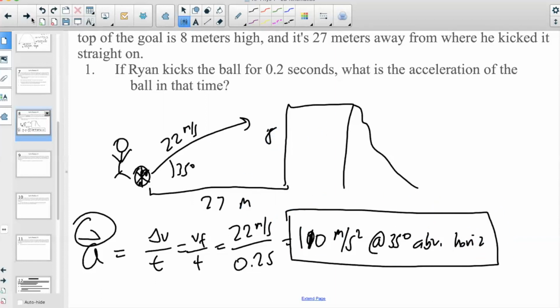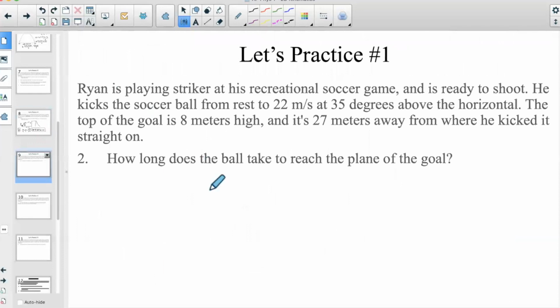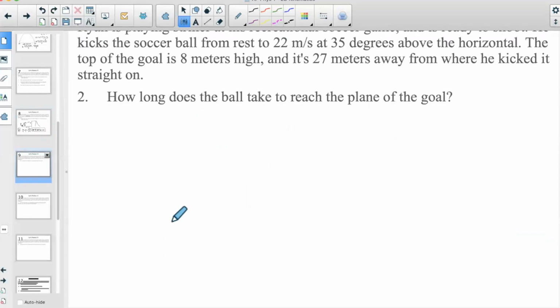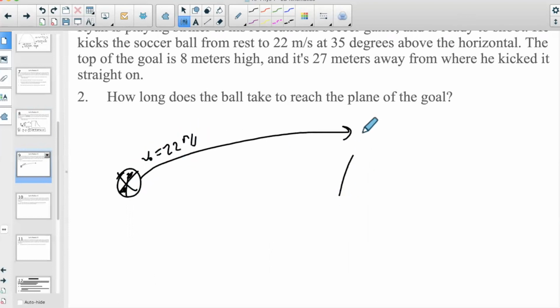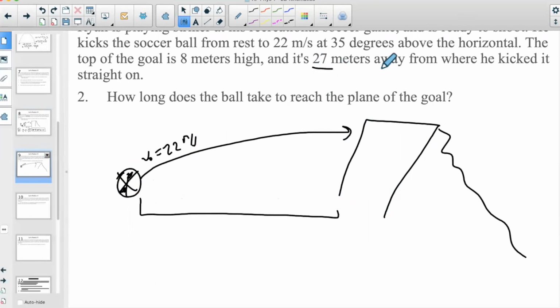Now let's go on to the next part. So how long does the ball take to reach the plane of the goal? So what do we need to figure this out? We know that the ball starts from rest, and then it goes like so with initial velocity 22. And then the goal looks something like that. This is the goal. And distance from here, remember, it's 27 meters away.